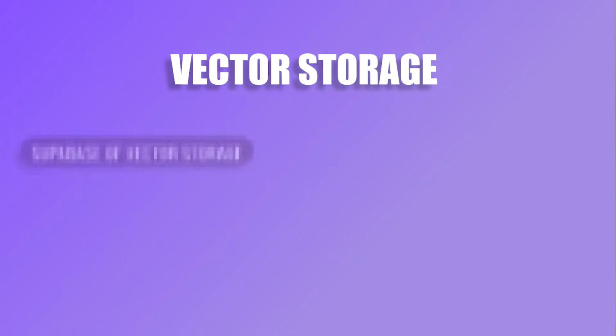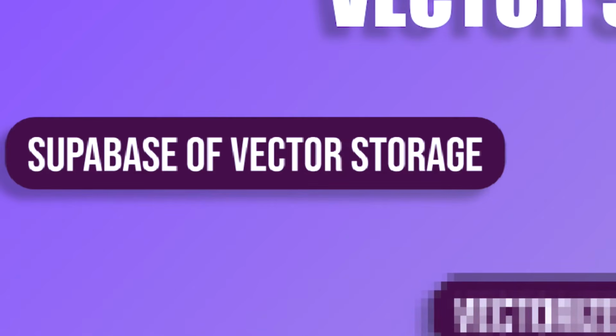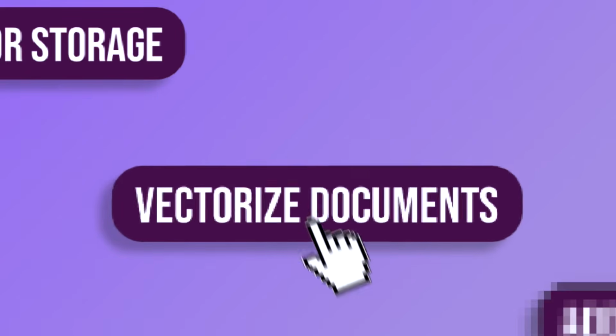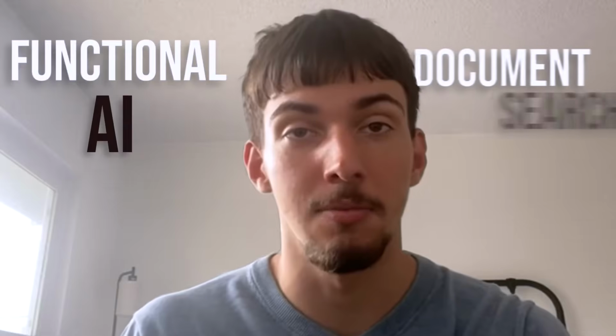Today I'm walking you through building a complete vector storage solution step by step. First, we'll set up Supabase for vector storage from scratch. Then I'll show you how to vectorize documents and store them into Supabase using n8n. Finally, we'll be leveling up by adding metadata to make your vectors more powerful and more searchable. By then, you'll have a fully functional AI document searching system.